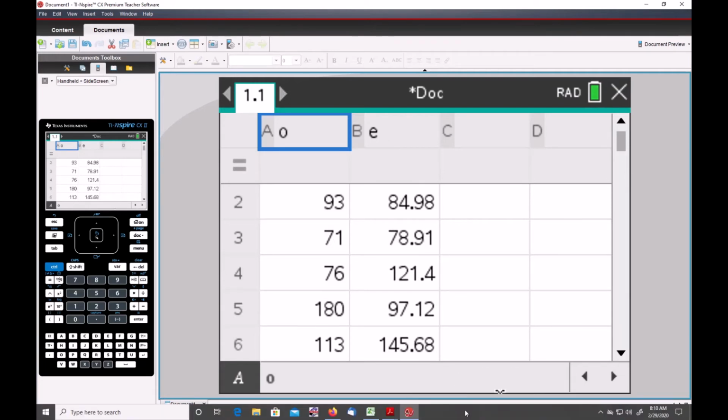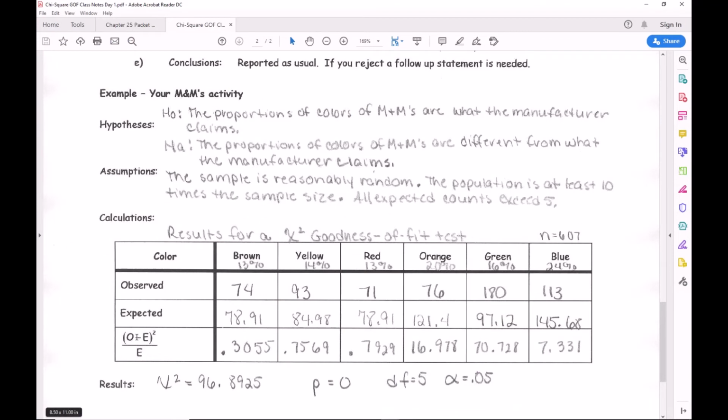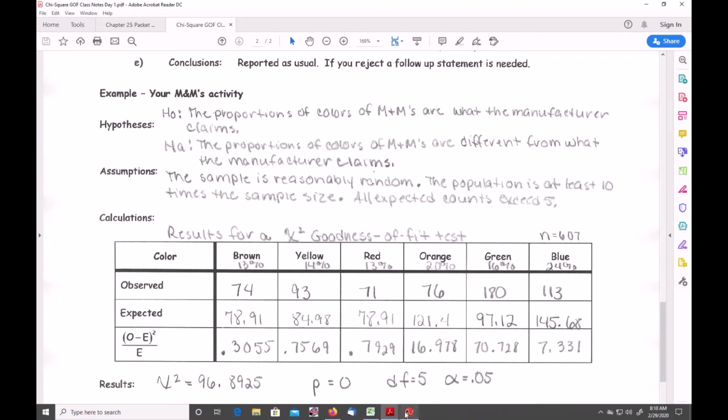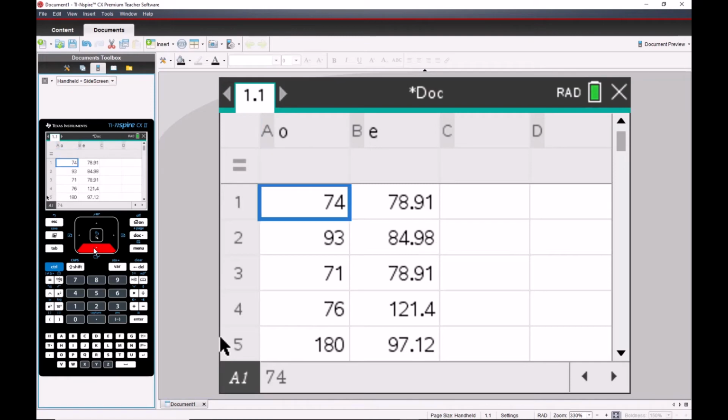All right, now the third part of our table is the observed minus expected squared over expected. So here's what we do for the calculator. All right, pause if you need to put that in. All right, I'll assume that you did put that in.